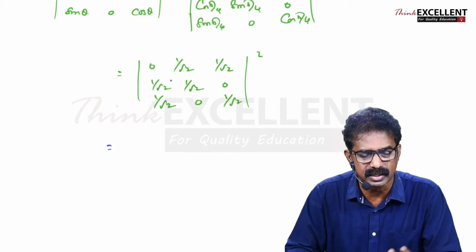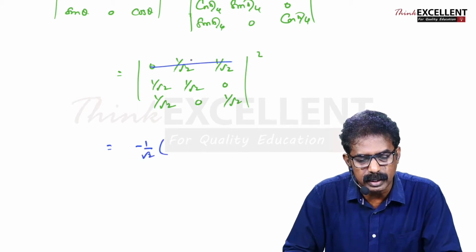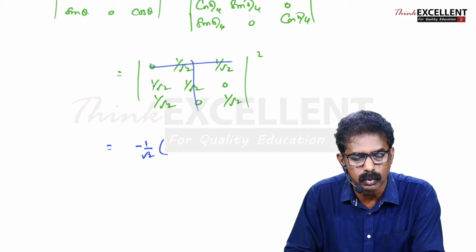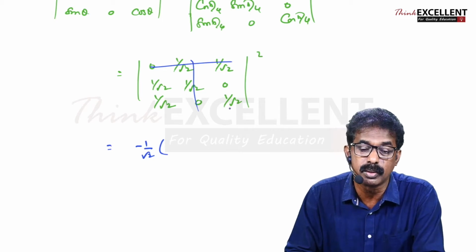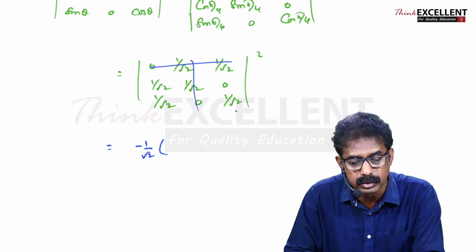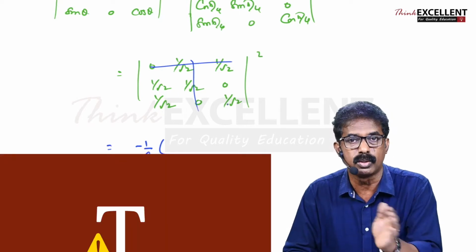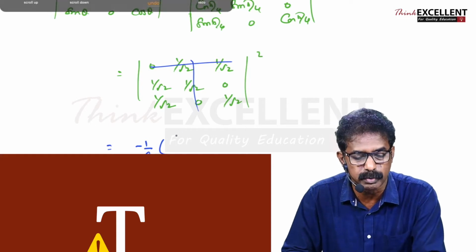First 0 into anything is 0 only. So take the second number, minus 1 by root 2 into, leave that row, leave that column. So simplify: 1 by root 2 into 1 by root 2 means 1 by 2, right? Minus 0. 1 by root 2 into 1 by root 2 is 1 into 1, and root into root is 2. So 1 by 2 minus 0.